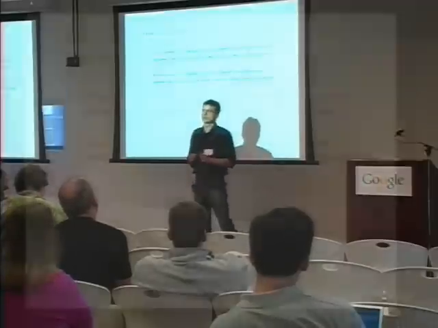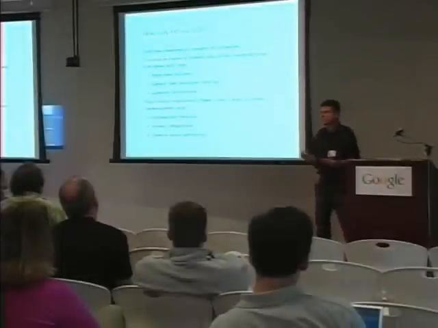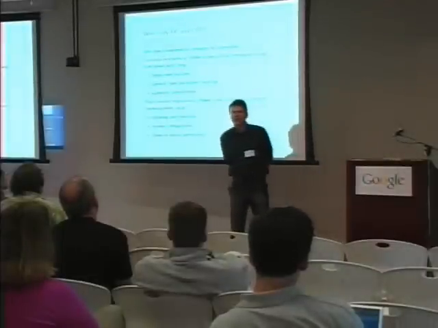So the second question was, how do we achieve the scalability? And there our hypothesis was, let's try to generalize and unify functional and object-oriented programming. And we'll see in the end how it worked out. It's an experiment after all. But we must have had some reasons to unify FP and OOP.